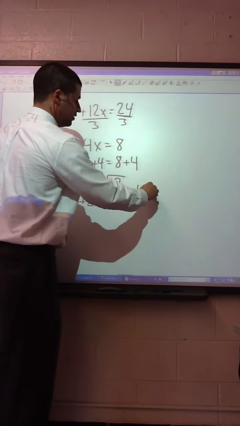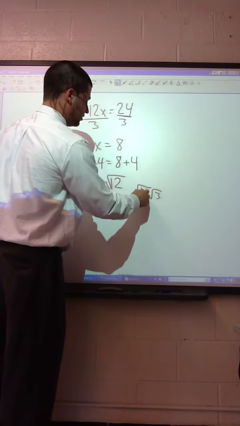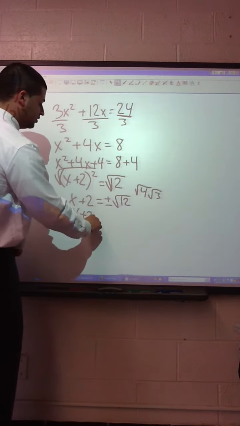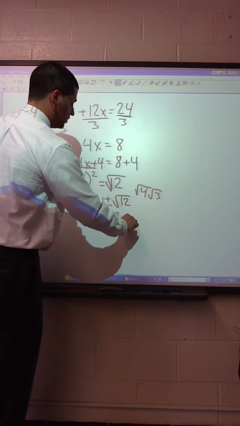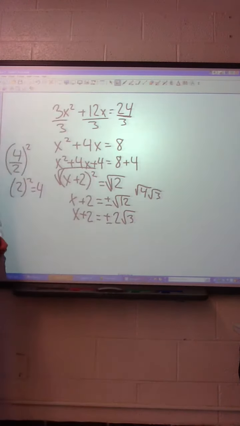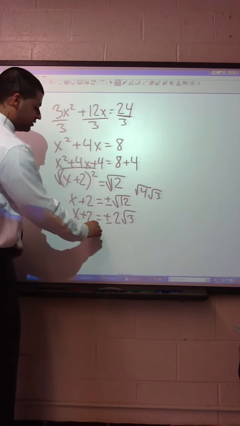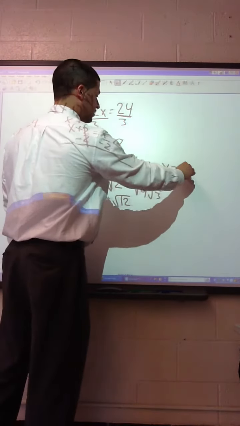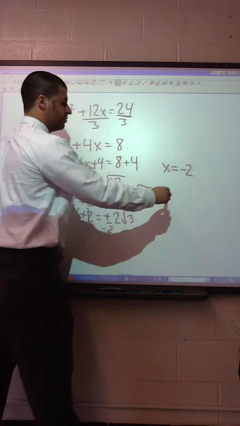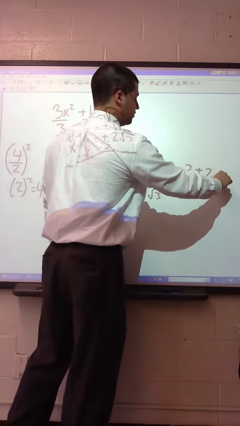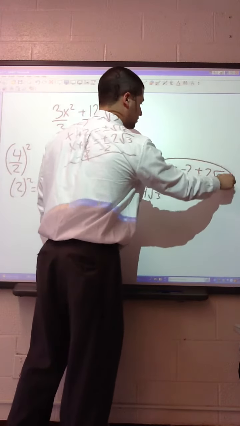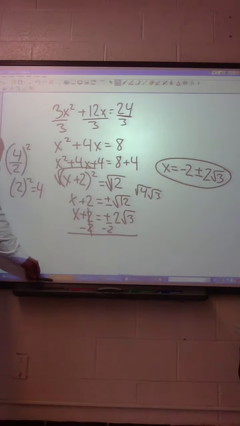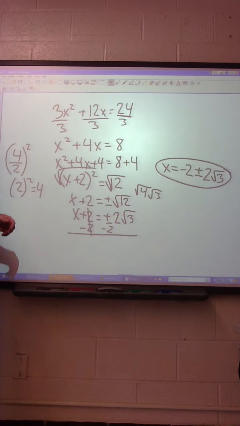We can take out radical 4 from radical 12, so that becomes x plus 2 equals plus or minus 2 radical 3. And from there, all we have to do is subtract the 2 over to get x alone. So x equals negative 2 plus or minus 2 radical 3. And that's how you complete the square if your a is not equal to 1. Everything else is pretty much the same after you divide that first term.